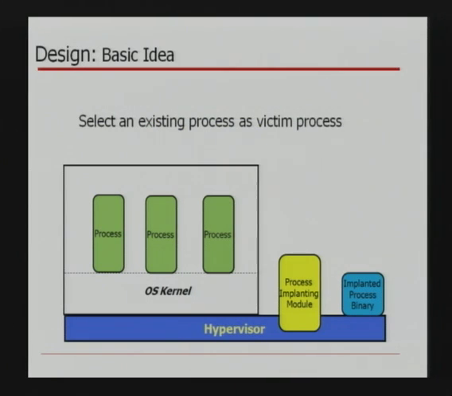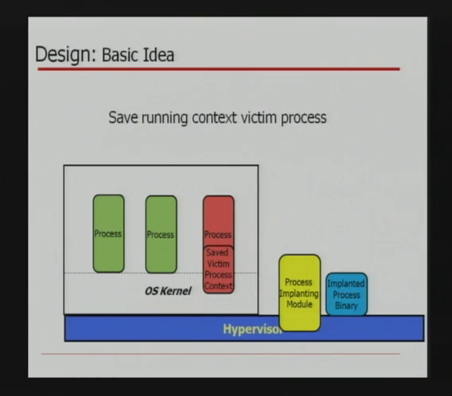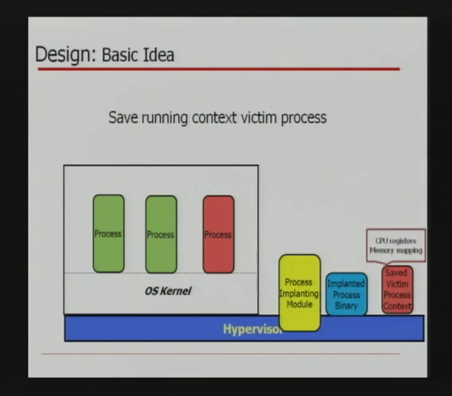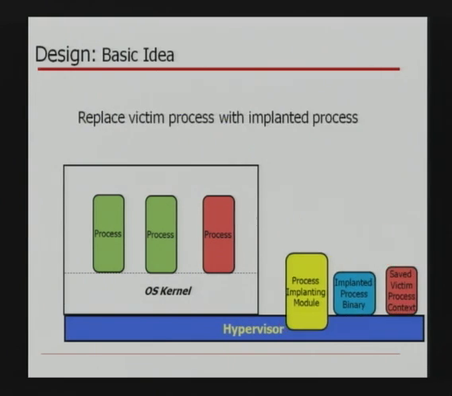In the first step, we will select an existing process as a victim process. We colored it red. And then we will save the victim process context, meaning its running context, for restoration afterwards. So we save the victim context on the host. It contains the CPU registers and the memory mapping.